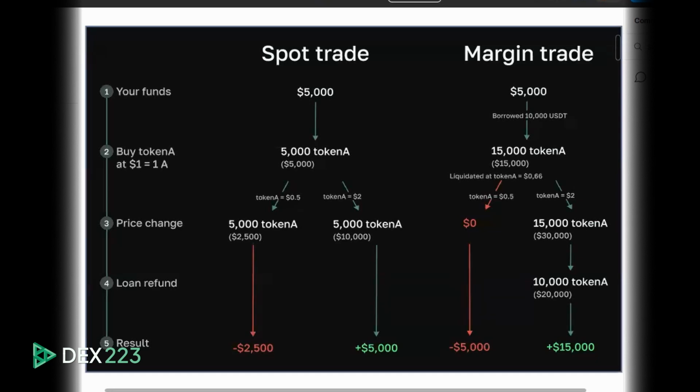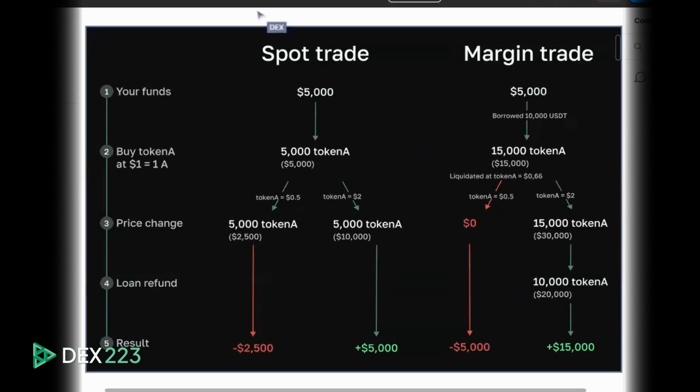Spot trading is buying assets with your own funds, and after you bought them, you actually own them, and no matter the price change, you will still hold those tokens. They are yours. And margin trading is always trading with borrowed funds.